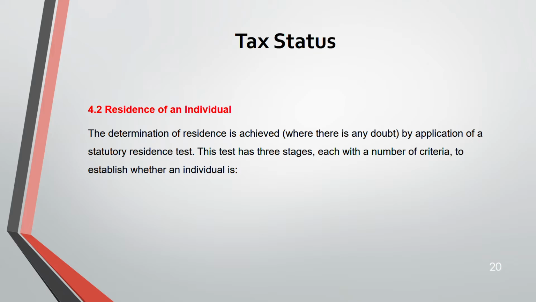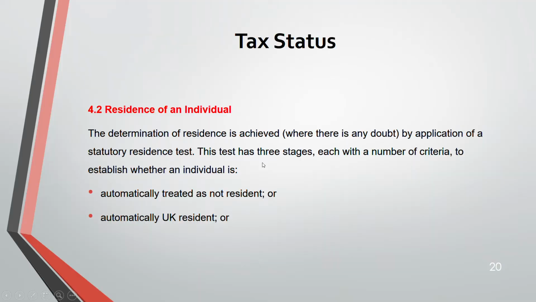There are three tests, three stages, known as the statutory residence test, and there are some criteria that you have to fulfill. The first test is where you will automatically be treated as non-resident. Second, automatically UK resident. Third, if you have any ties with the UK. There are five ties that you have to go through, checking whether you have these ties with the UK or not. So you have to go through these three stages in order.